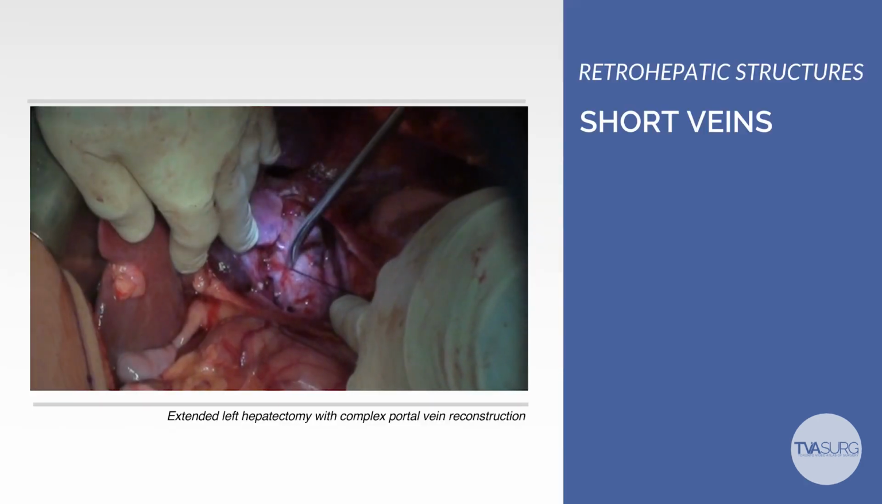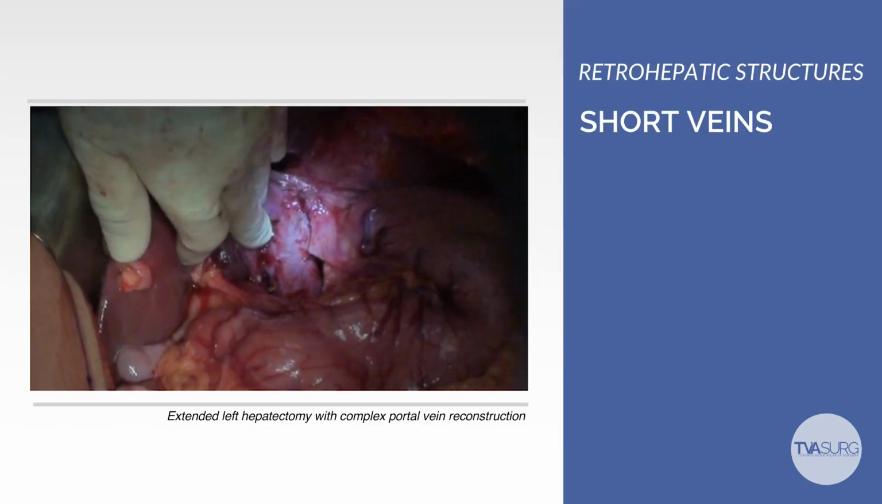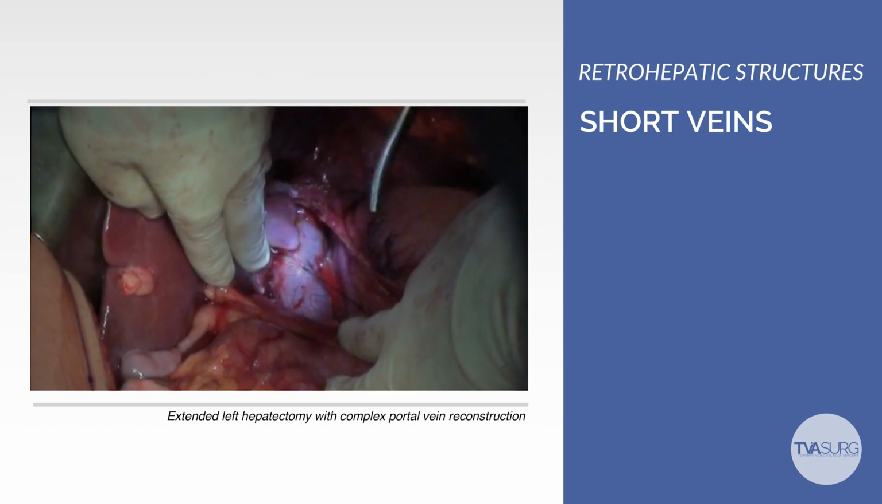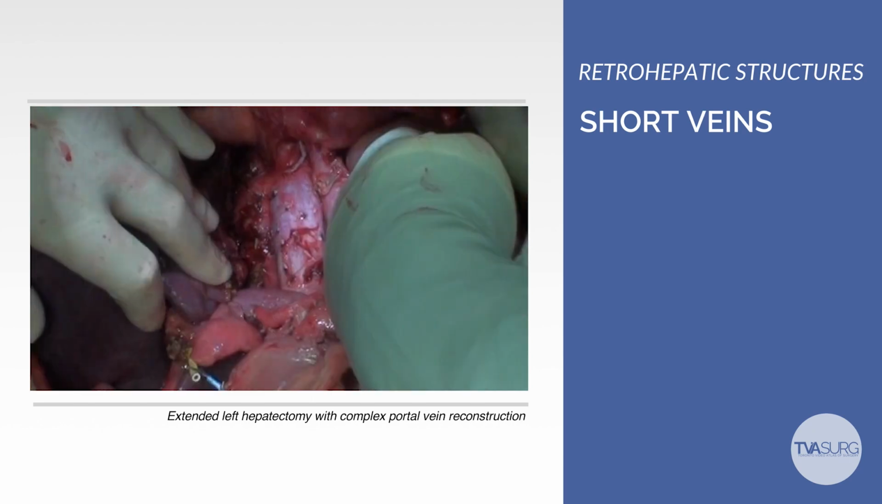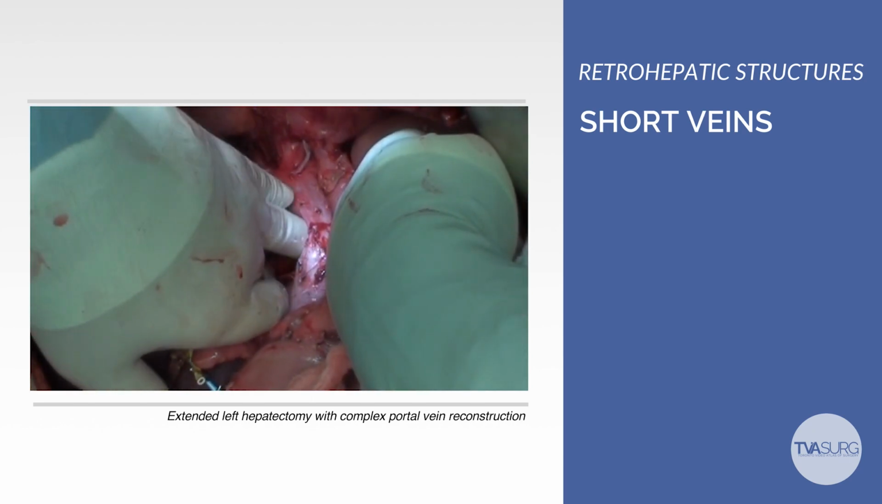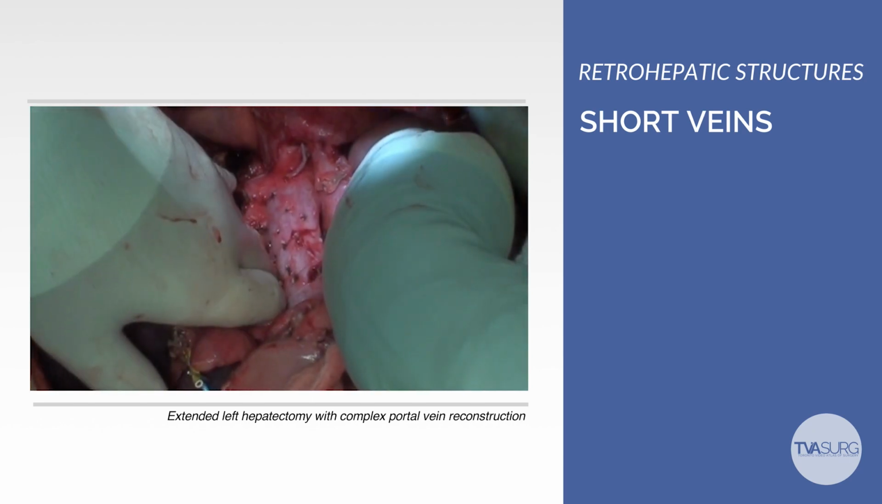In this footage, the short veins are divided to free the IVC from the left lobe and caudate. Note how small they are. This is what the retrohepatic cava looks like when it's completely mobilized from the liver. You can see these numerous suture stumps on the surface of the retrohepatic cava. You can imagine if one of them is not properly tied, it can lead to blood loss.